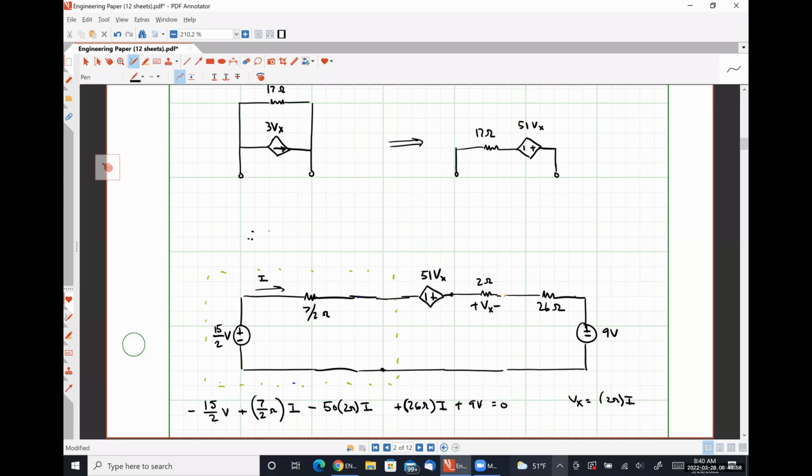I got I to be negative 76.923 milliamps, which in turn would tell us that Vx is simply 2 times that, or negative 153.846 millivolts.